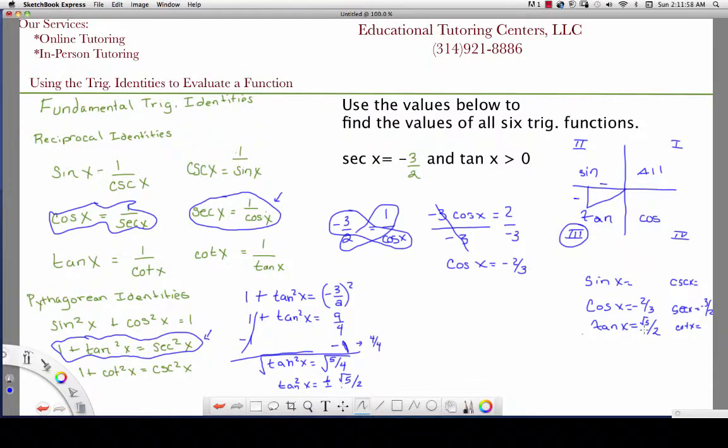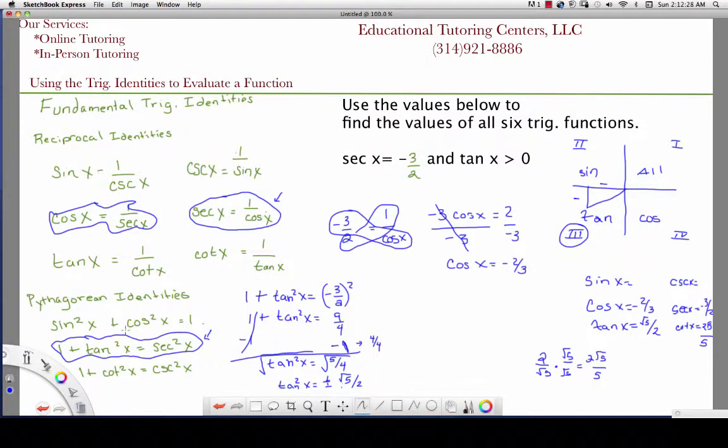And of course, cotangent will be the reciprocal of that, which will be 2 over square root of 5. And once we rationalize the denominator, then we'll end up with 2 square root of 5 over 5. Alright, and now we need to work on sine.